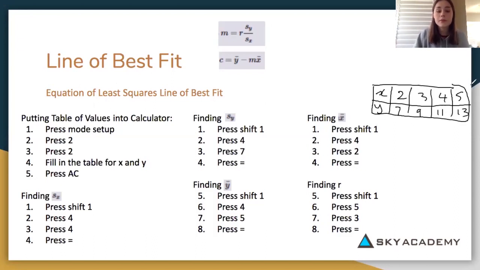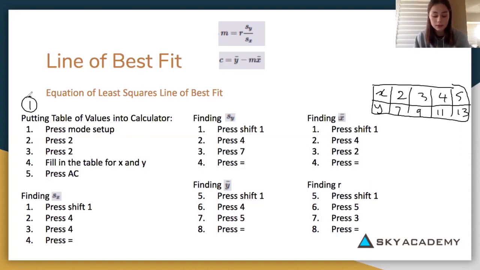And so our first step is to put all those values, the table of values that I just drew up, into the calculator. So if you've done this before, I think we did it in the previous video, your first step is to press mode setup, which is the blue button right there, and it will come up with different options, and you want to press 2 to go into stat mode. Then you need to press 2 again to go into A plus BX, and it'll come up with two columns like that. We have an X column and a Y column, and you can go in and put in the table for X and Y.